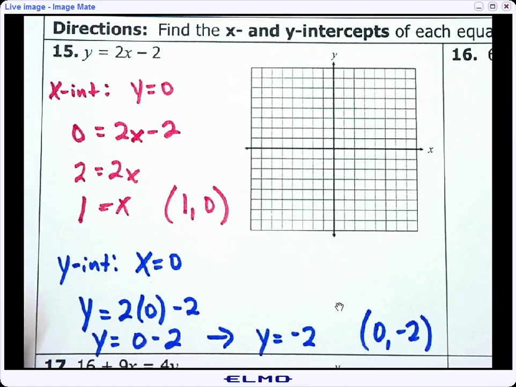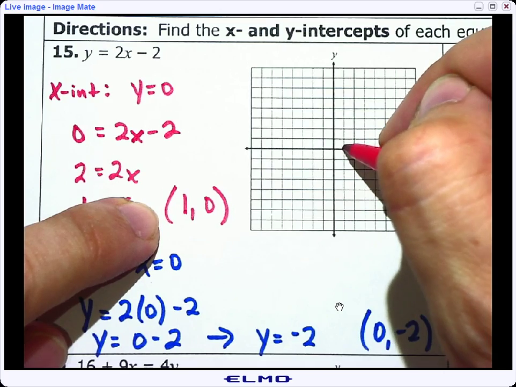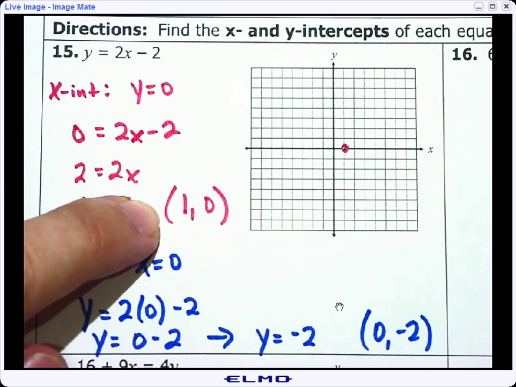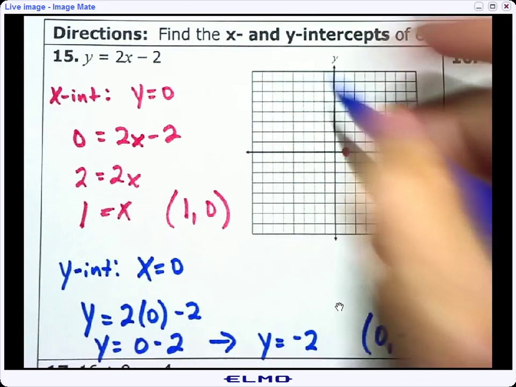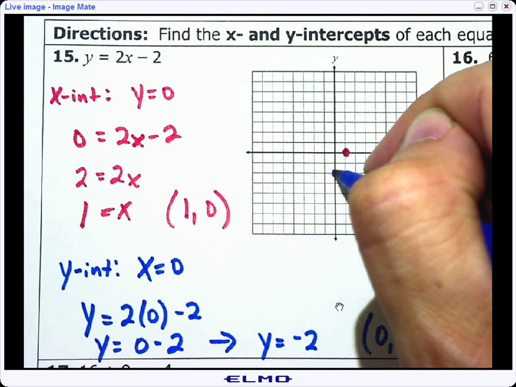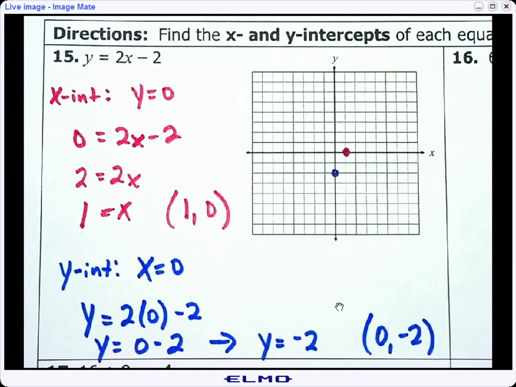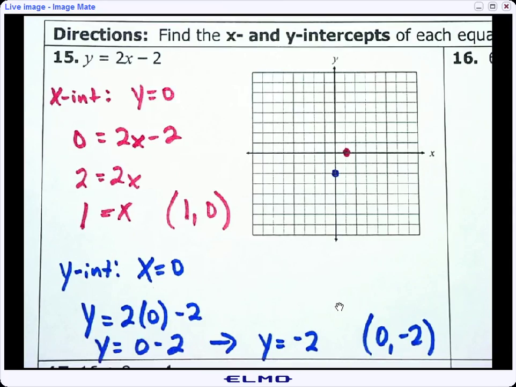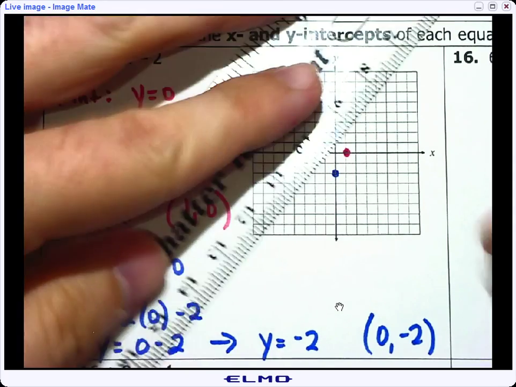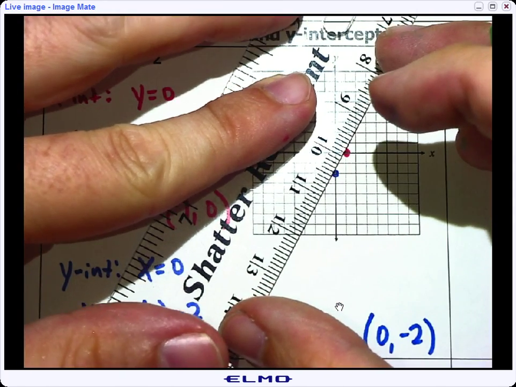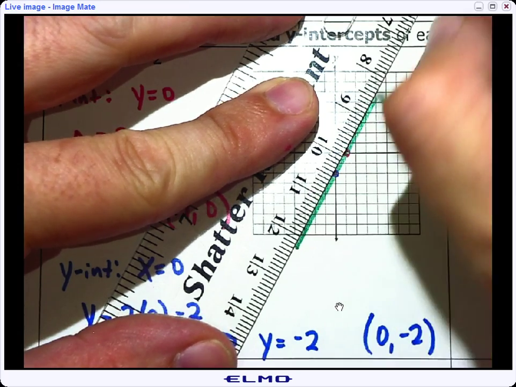All right, so plot the 2 points, (1, 0), which is here. Plot the point (0, -2), which is here. Take a straight edge and connect the 2 points. So we get the line that looks something like this.